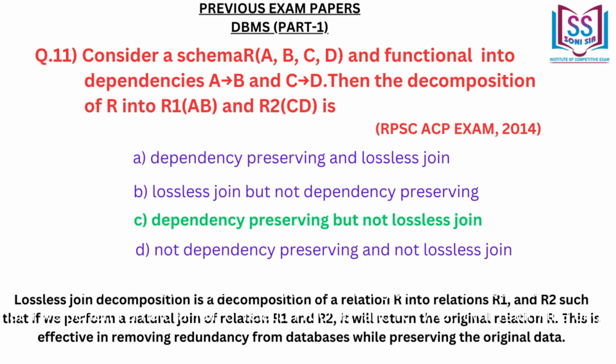Correct answer C. Dependency preserving but not lossless join. Lossless join decomposition is a decomposition of a relation R into relations R1 and R2 such that if we perform a natural join of relation R1 and R2, it will return the original relation R. This is effective in removing redundancy from databases while preserving the original data.